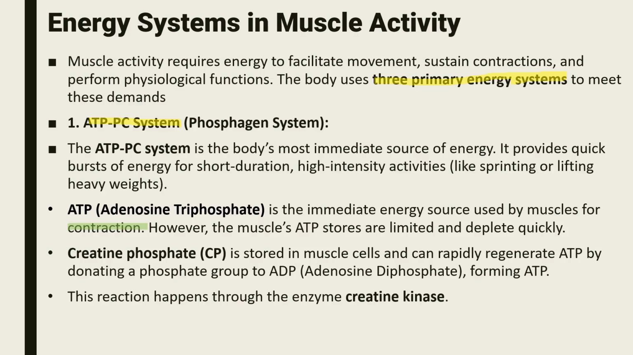Creatine phosphate is stored in muscle cells and can rapidly regenerate ATP by donating a phosphate group to ADP, adenosine diphosphate, which can form ATP, adenosine triphosphate, again. This reaction happens through the enzyme creatine kinase.